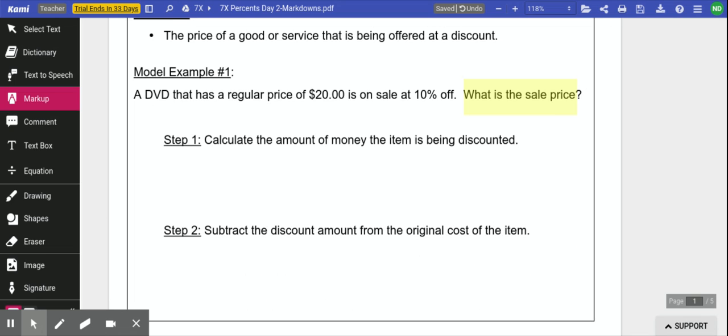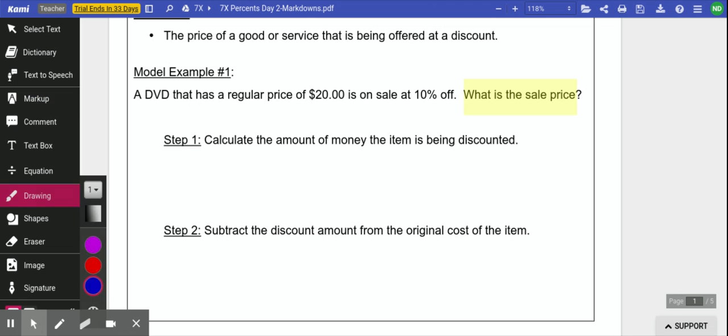So when we calculate the sale price, there are 2 steps we have to follow, and I have the 2 steps written out for you. Step 1 is to first calculate the amount of money the item is being discounted. So I know the item is being discounted 10% off, but how much money is 10% off? How much money in dollars am I taking off the regular price of $20? I have to figure out that number first. So I have to figure out a percent of a number, which is what we were working on yesterday.